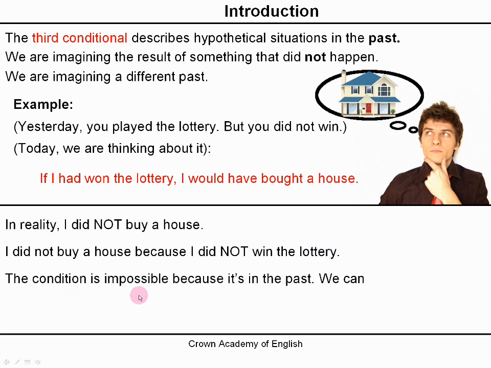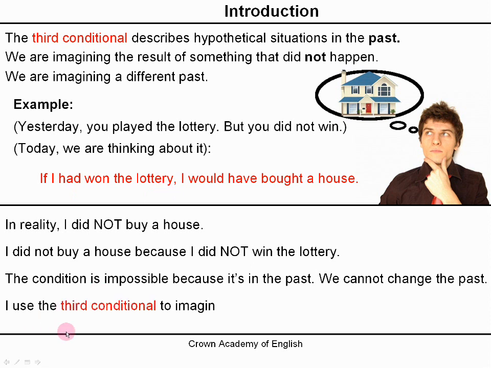The condition is impossible because it's in the past and we cannot change the past. So this is the condition and this is impossible. Today we can't win the lottery because in fact we lost the lottery. We did not win, and it is in the past and we cannot change that. It's finished.